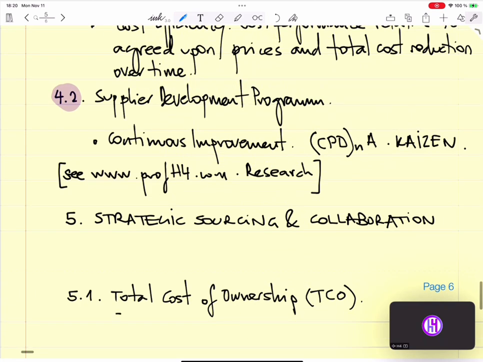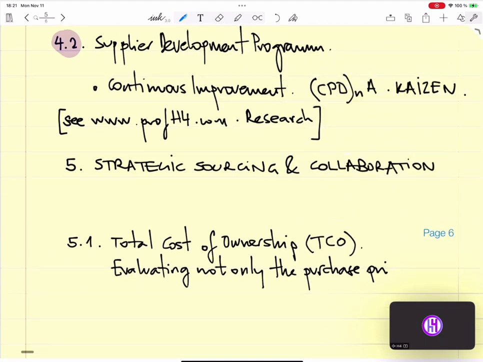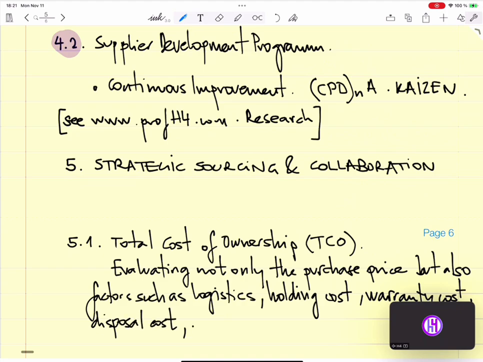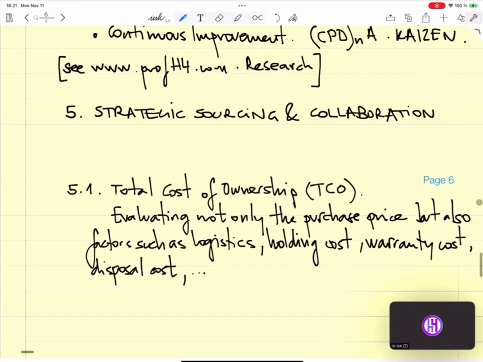which evaluates not only the purchase price but also factors such as logistics, holding cost, warranty cost, disposal cost, a bunch of costs that we have seen in the models before. Okay, so this is basically what I was talking about before.